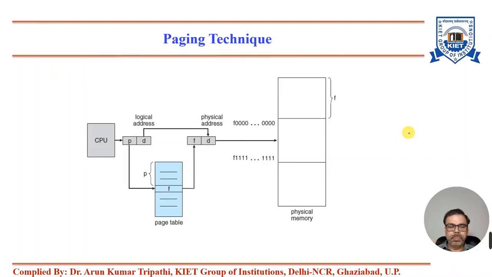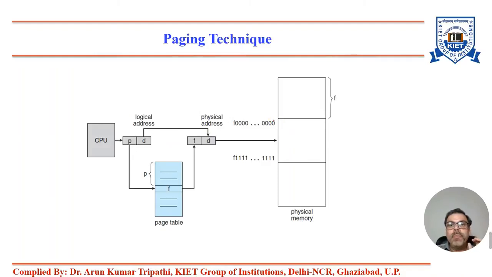So here is the example. Suppose that the CPU generates a logical address. As already explained, the logical address is divided into two parts. The first one is the page number and the second is the page offset. The page will be searched in the page table, and we have to find out the frame number for that page number. Once we have found the frame number, then the offset is added.